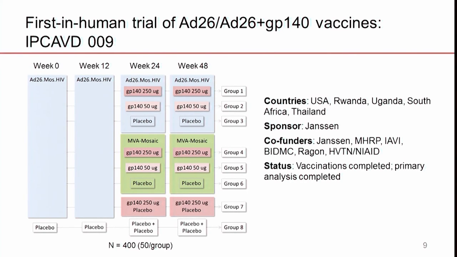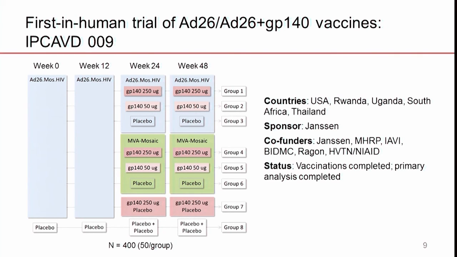So you may be wondering, are these vaccines in humans? And they are. So the first in-human trial of an Ad26 prime with this soluble GP140 boost, basically the same vaccines, has gone into humans starting about a year ago. This is a trial called IPC-AVD-009.